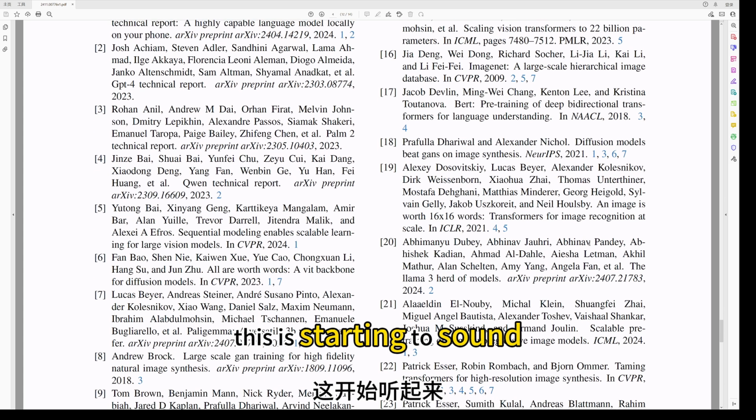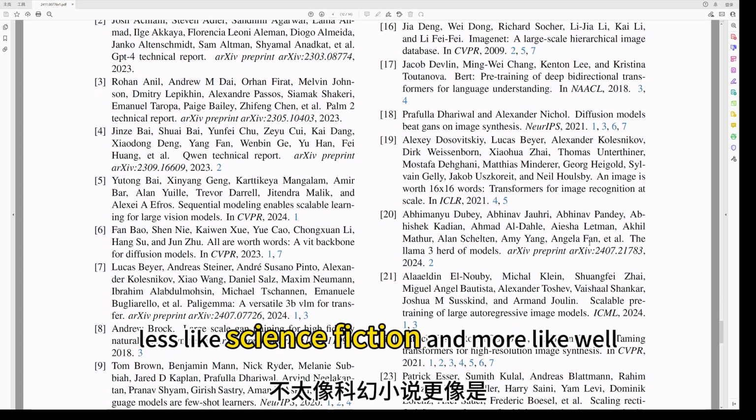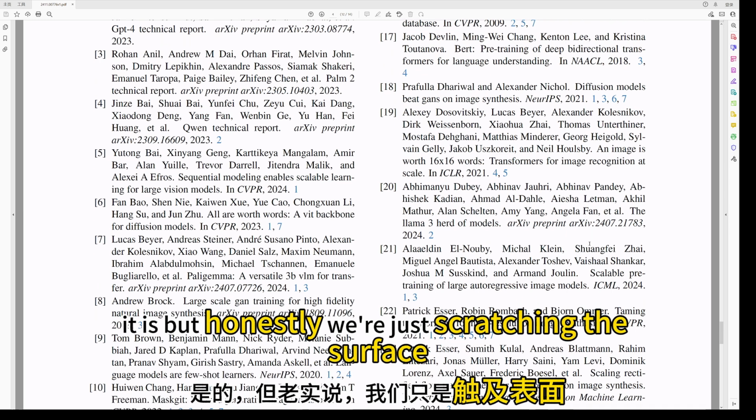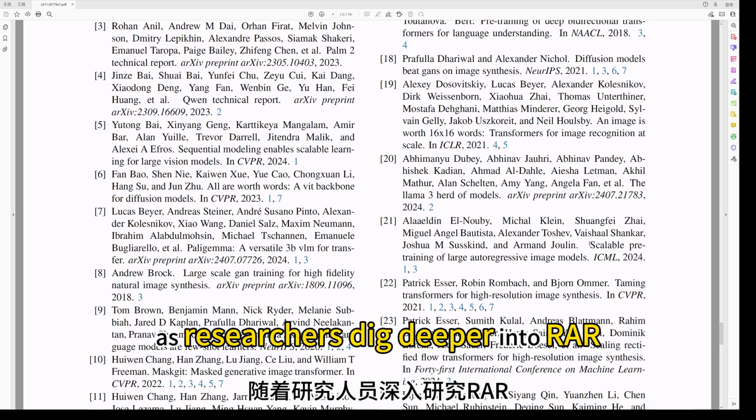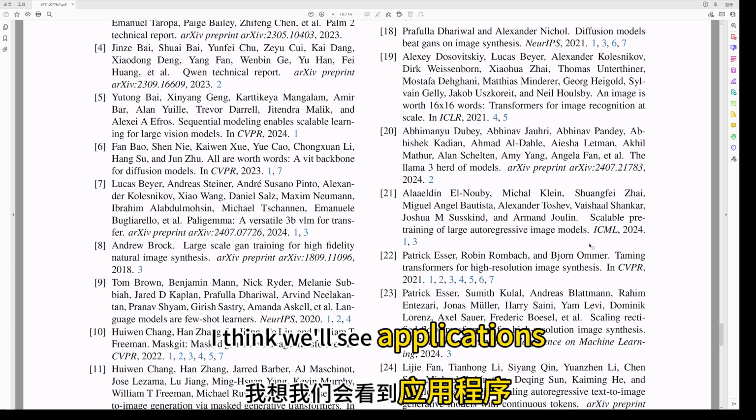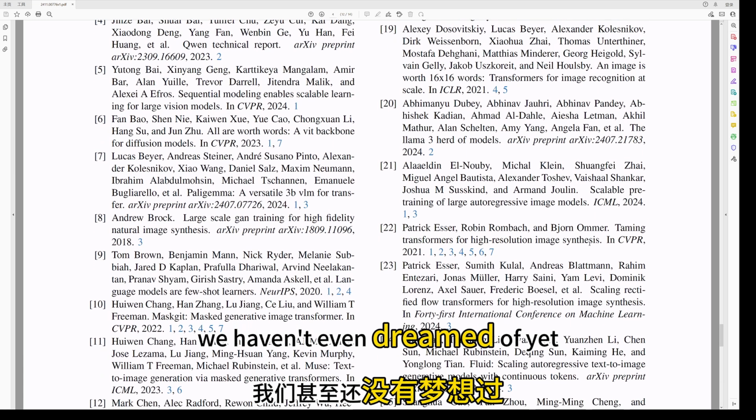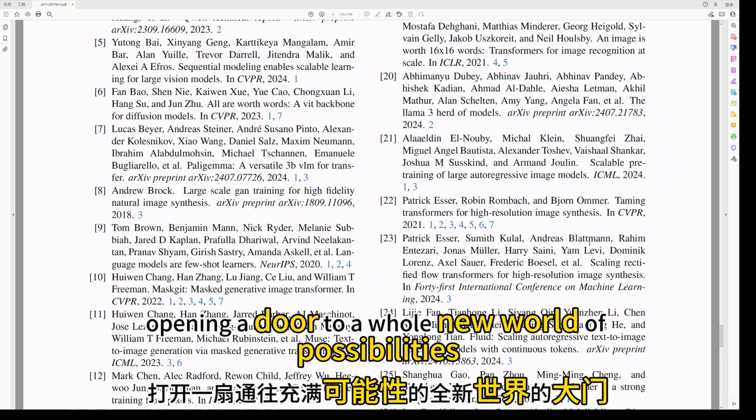This is starting to sound less like science fiction and more like, well, the near future. It is, but honestly, we're just scratching the surface. As researchers dig deeper into RAR, I think we'll see applications we haven't even dreamed of yet. It's like opening a door to a whole new world of possibilities.